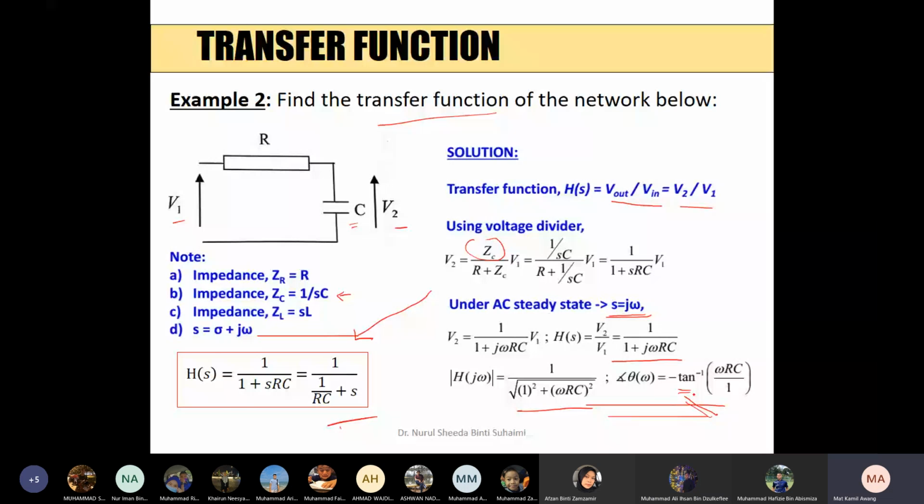This is the angle, the phase. What's the formula for the phase? The phase of output minus the phase of input. What is the phase of output? Phase of output.